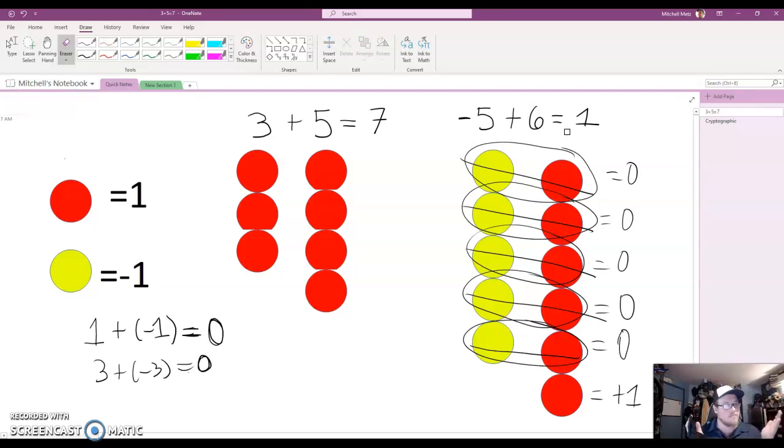So that's how you, again, model with circles or any kind of visual model. It just depends how you want to do it.